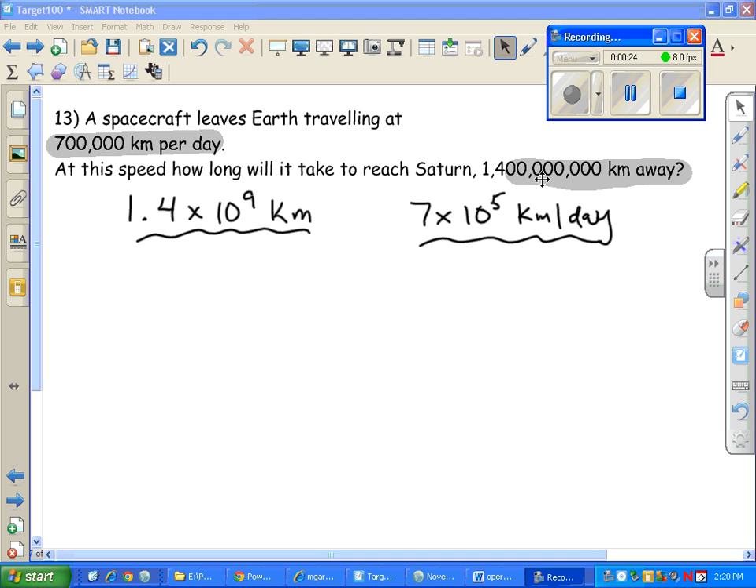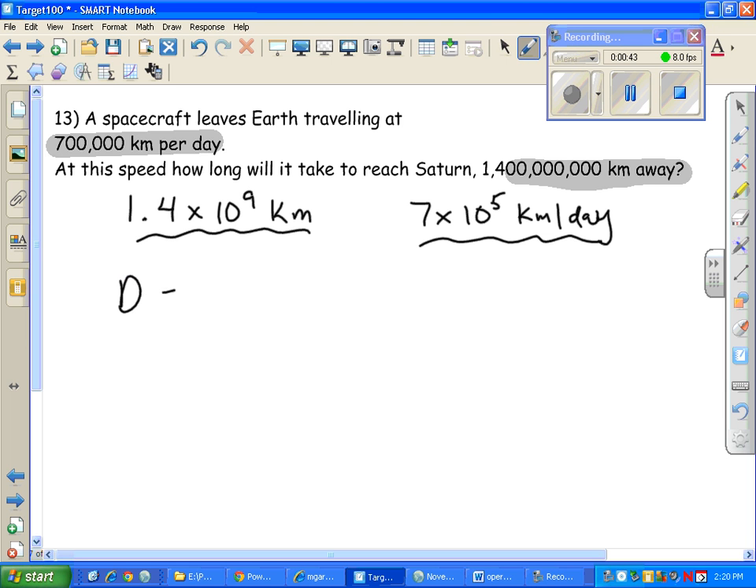Since these are such large numbers, we're going to want to write them in scientific notation first before we attempt any operations. So this would be the distance from Earth to Saturn, 1.4 times 10 to the 9th kilometers, and the speed, 700,000, can be written as 7 times 10 to the 5th kilometers per day.